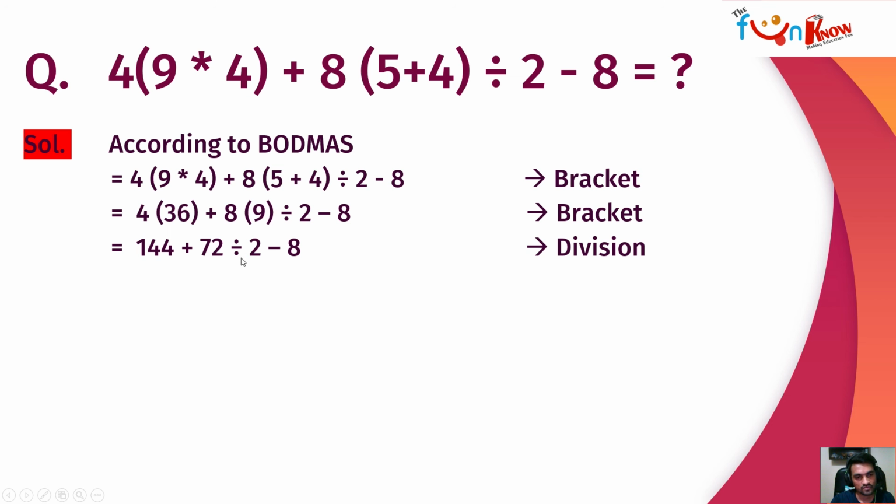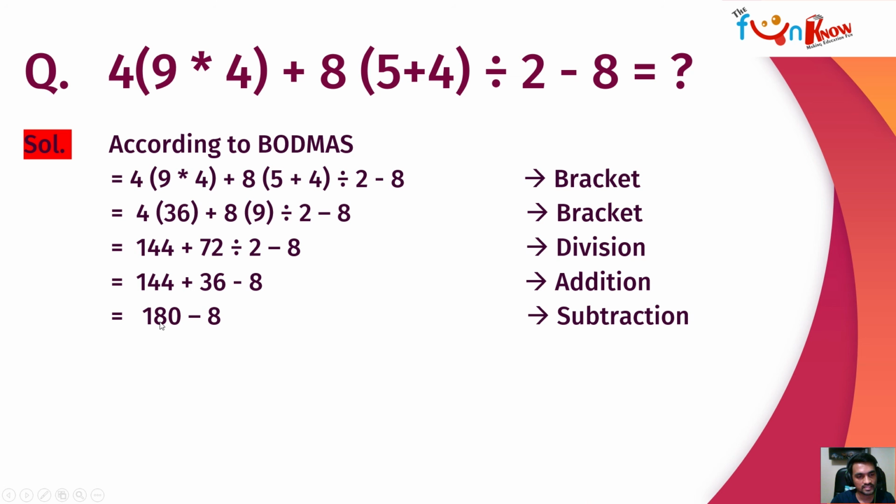Now what do we do? We go to division first because plus and minus come after division. So we first divide 72 by 2, we get 36. Now 2 signs remain. So 144 plus 36 gives you 180. Then finally you use the subtraction and you get the final answer as 172. So did you get this answer right?